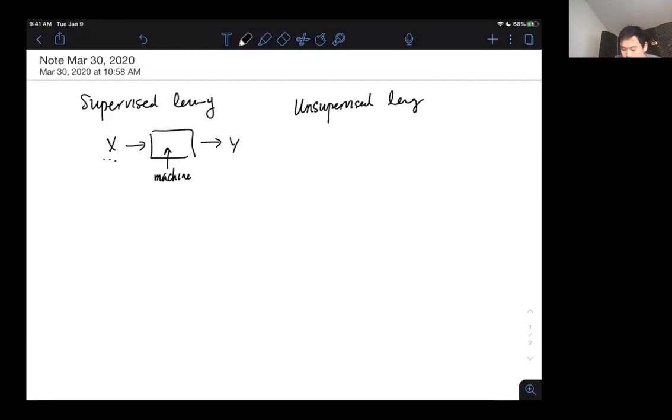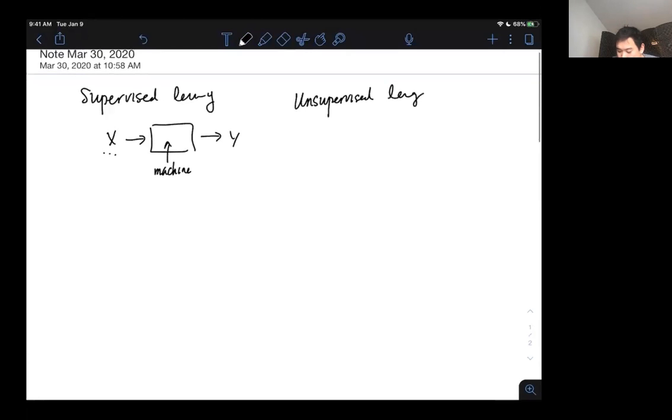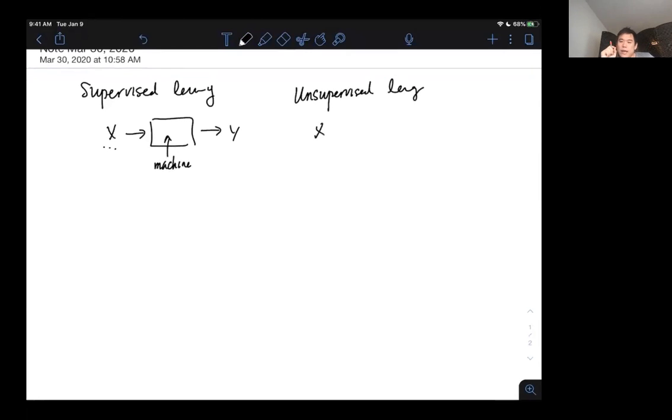And unsupervised learning is very, very interesting in the sense that what we are given is just X. We don't really have a desired target there. What do I mean by not having any desired output? What we mean is that we need to build a machine that is able to explain what is underlying this X. What does it mean to explain, right? That's a very difficult question.